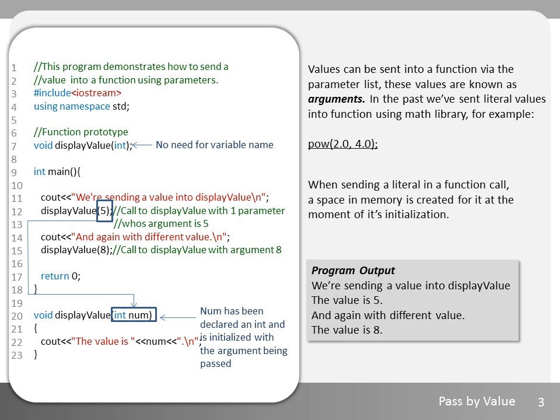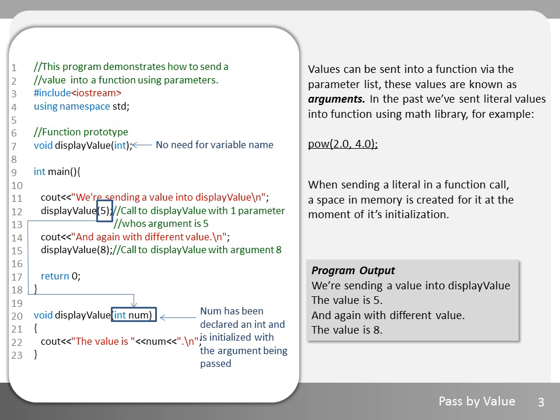The displayValue function definition that is called is on line 20. Here, you're going to notice that in the parameter list, the variable num has been declared an integer. This is because when you send a literal into a function, in the function header, you must declare a variable to receive it and store it. Remember, the data type of the value being sent into the function must be the same as the one declared in the function prototype and in the function header.